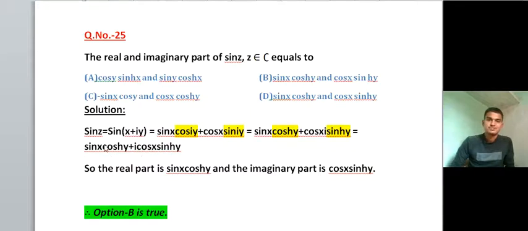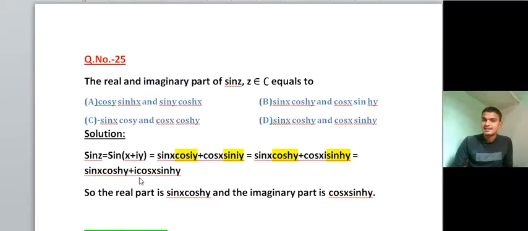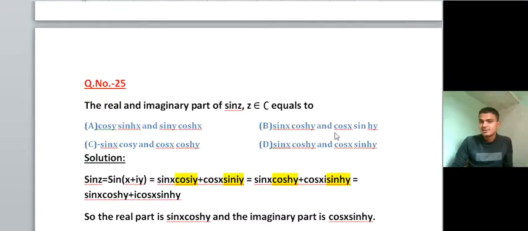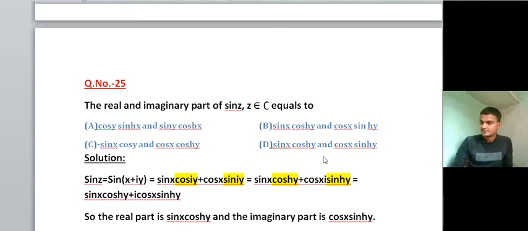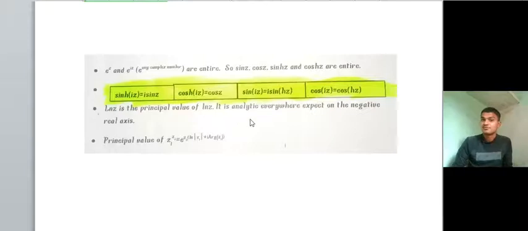This took the form of a complex number, and clearly this is the real part, sin x cosh y, and this is the imaginary part, cos x sinh y. What is the real part? sin x cosh y. Imaginary part, cos x sinh y. You can see option B: sin x cosh y, cos x sinh y. So this is true. Option B is true. You can remember these four important formulas. Okay, thank you so much.